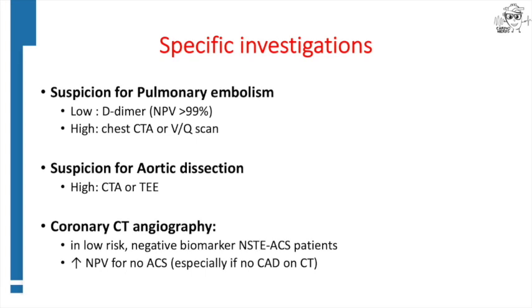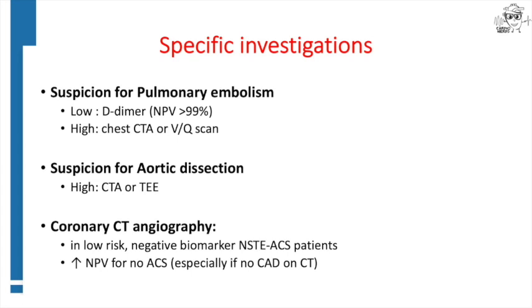If the suspicion for PE is high, then a CTA of the chest or a VQ scan is indicated. If the clinical presentation is suspicious of aortic dissection, then a stat CTA is the test of choice because of its quick and non-invasive nature. An alternative is a stat transesophageal echocardiogram. Lastly, the use of coronary CTA is growing when triaging chest pain in patients with negative biomarkers and low risk.